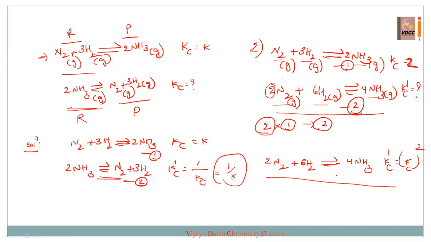I am giving you two tricks for how to calculate the Kc by reversing the reaction: the reciprocal of the first reaction's Kc will be the answer for the second reaction's Kc. If they have multiplied with some factor, then you have to write that factor as the power of the Kc for the first reaction. Do you understand? This is the calculation of the Kc. In the previous video I explained what is Kc, what is Kp, and the relation between Kc and Kp.